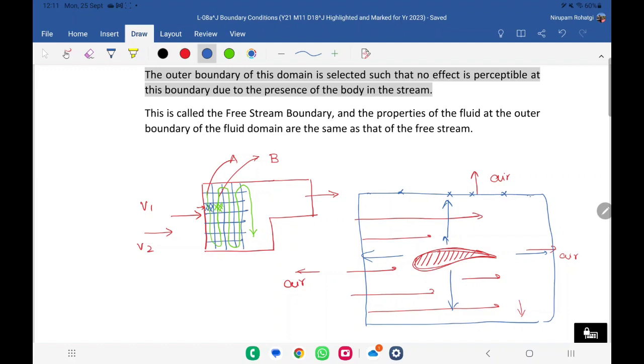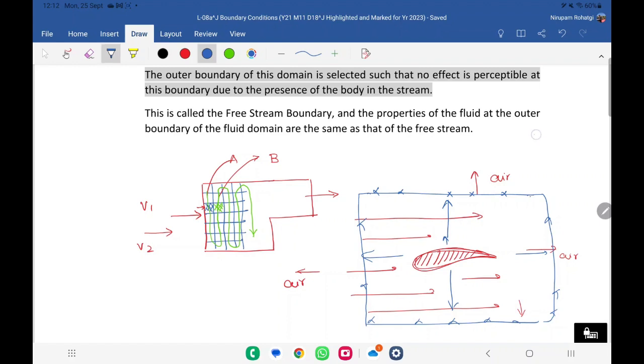That means there is a zone beyond which the effect of the body is not propagated. That is called the free stream boundary. And this is decided on the basis of your experience. So you know that if this is the case, this is the velocity, and you decide the boundaries there. And then what are the conditions on these boundaries? Again you have to decide. These conditions are free stream.